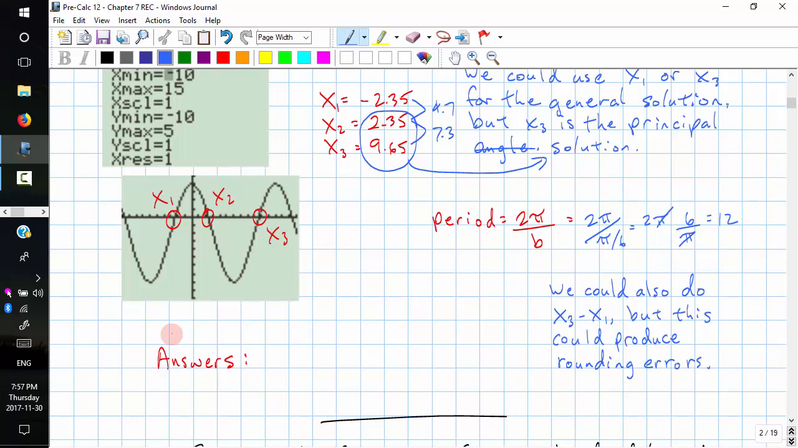And our general solutions: we have 2.35 plus 12n, and we have 9.65 plus 12n, n an element of the integers. So we always have period times n.